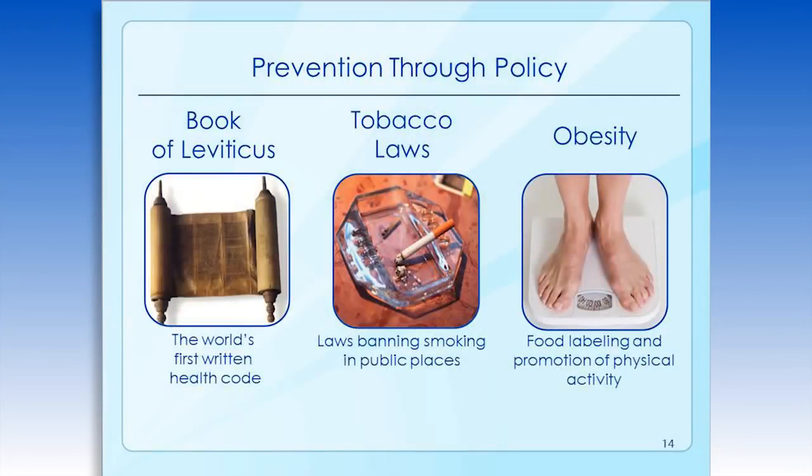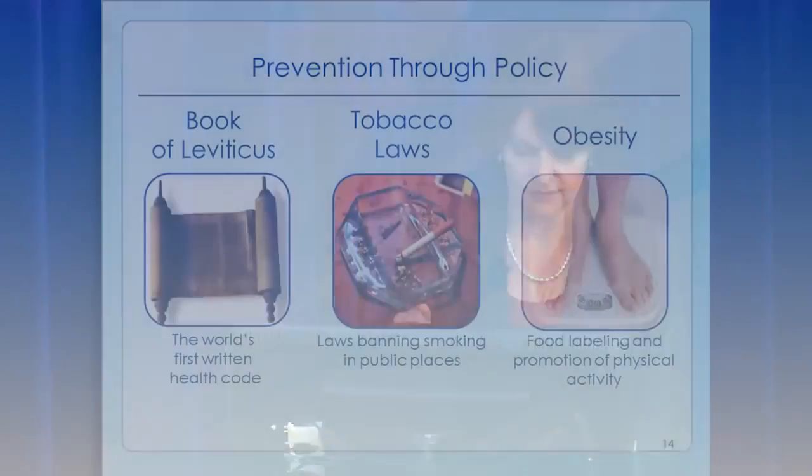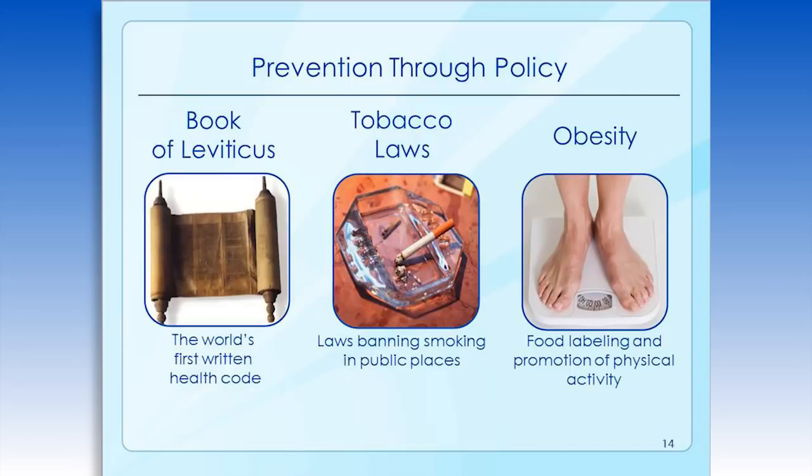So the last lens we'll look through as we view public health history is health policy as a means of prevention. We implement a range of policies across areas of public health to support efforts on a societal level. So as far back as 1500 BCE, Leviticus, the third book of the Hebrew Bible, is believed to be the first written health code in the world.